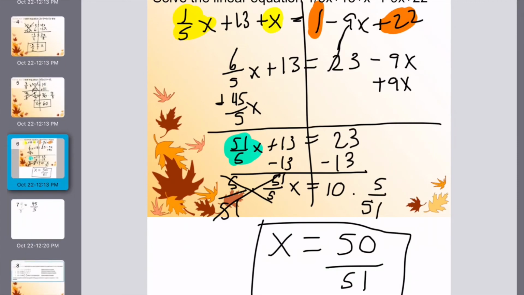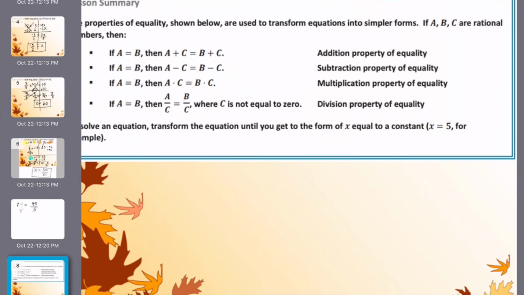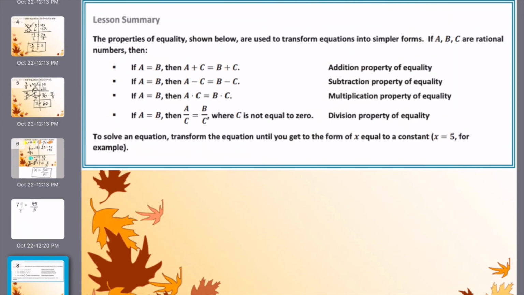Okay, so let's go to our lesson summary, all about our properties of equality. The properties of equality are shown below and are used to transform equations into simpler forms. If a, b, and c are rational numbers, and a equals b, then if I add the same thing on both sides, I would still be preserving equality. If I subtracted the same thing, I would be preserving equality. If I multiply by the same thing on both sides of the equation, I would be preserving equality. And if I were to divide by the same thing on both sides of the equal sign, I would also be preserving equality. To solve an equation, transform the equation until you get the form of x equal to a constant, x equals 5, for example.